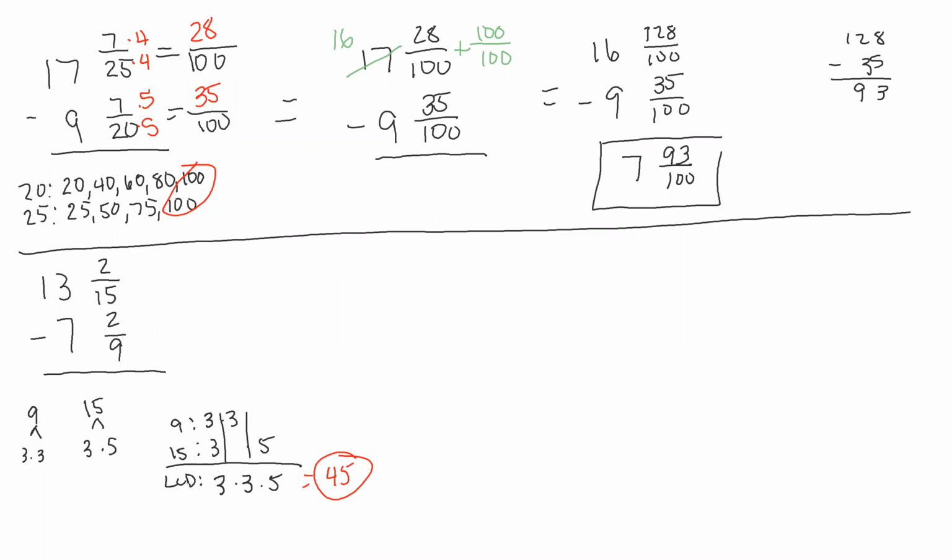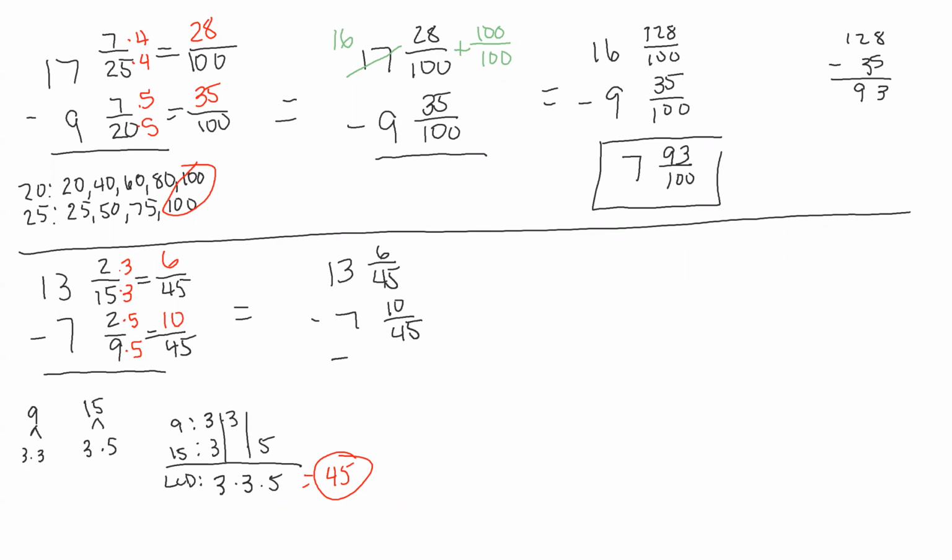Okay, so we need to rewrite both of our original fractions so that the denominator is 45. All right, so for 15, I would multiply top and bottom by 3. 9, I would multiply top and bottom by 5. All right, so let's see, I get 6/45 and 10/45. Let's clean up the whole problem. I have 13 and 6/45 minus 7 and 10/45.